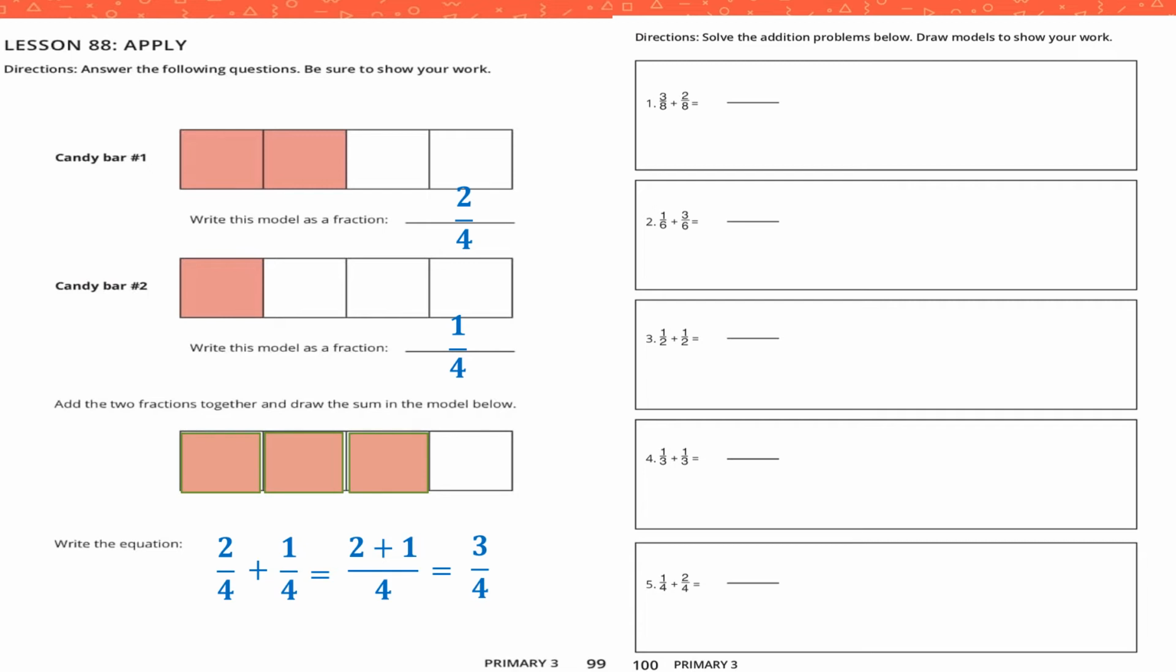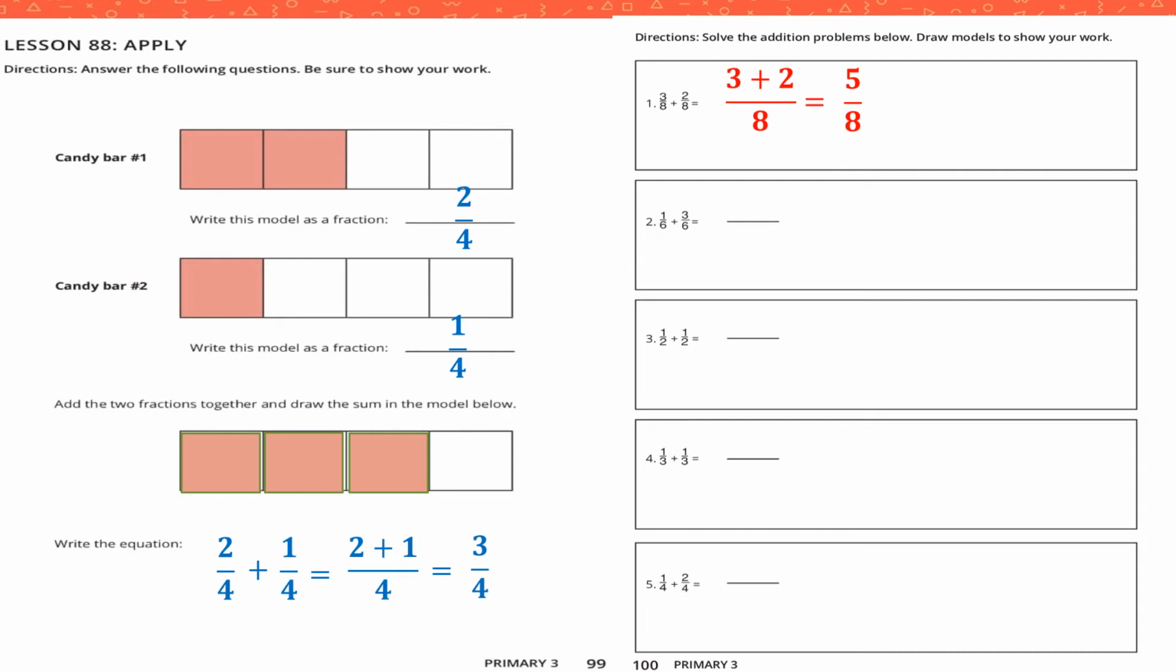The next page, number 1. 3 over 8 plus 2 over 8. What do you observe here? We have the same denominators. So, remember the 2 steps we said before to add 2 fractions. Step number 1, put the denominator as it is. Step number 2, add the numerators together. 3 plus 2 equals 5. And the denominator doesn't change, put it as it is, 8. So the final result will be 5 over 8.